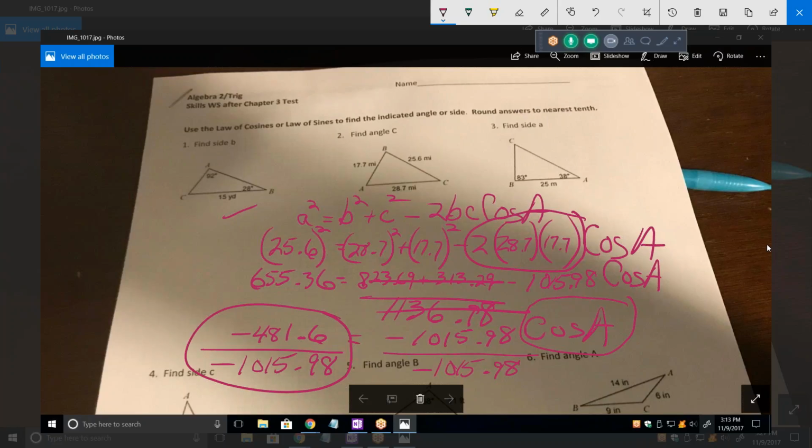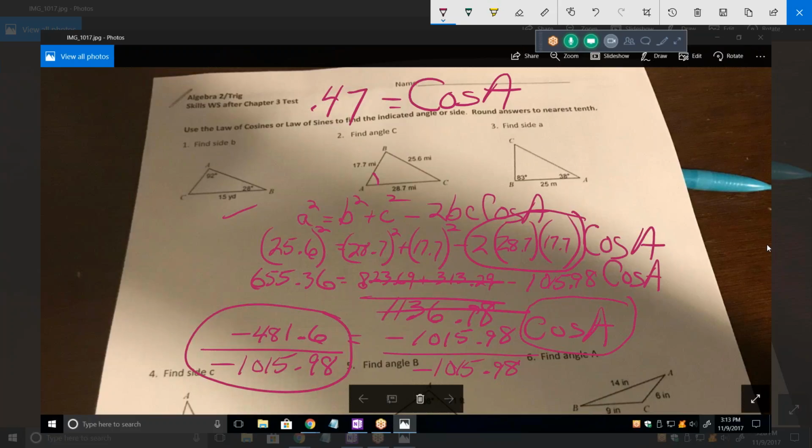Negative 0.47. Should it be negative or positive? So, how do I solve for A? Once I get cosine of A equals some number, how do I get A? Remember, my goal here is I want to solve for that angle.